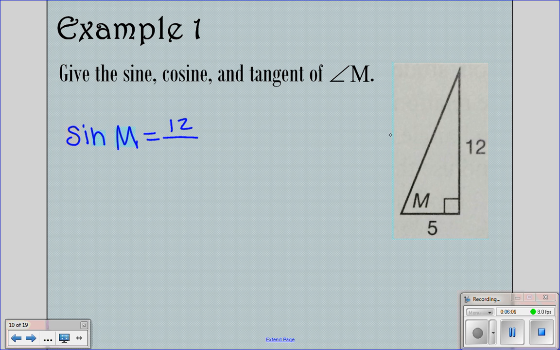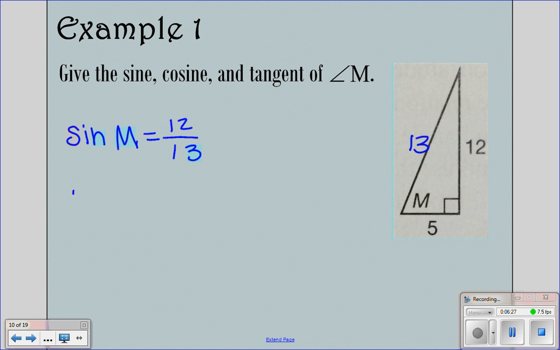So, 12 over, now what is the length of the hypotenuse? Well, if you use the Pythagorean theorem, you're going to find that this is equal to 13. So your hypotenuse is 13. So 12 over 13. And that's all you would do for the sine.